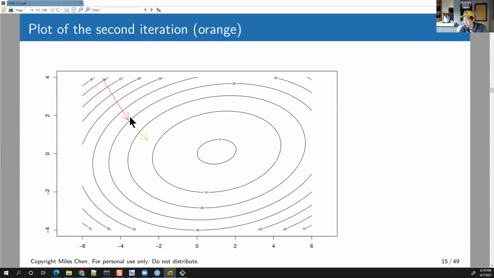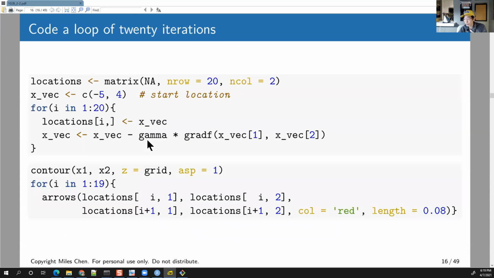Let me plot that. The next step says, if you want to go uphill, that would point in this direction. We're going in the opposite direction. So we end up right here after 2 iterations, and we basically just repeat this. So I'm going to just run a loop, and this is basically the entire gradient descent algorithm. Take your current location, your x vector, and store that in this matrix locations in row i. Then for the next iteration, update your x vector to be your current vector minus gamma times the gradient of the vector.